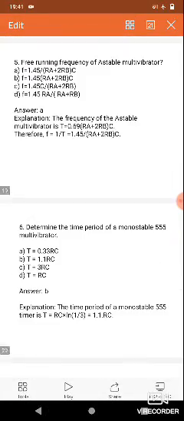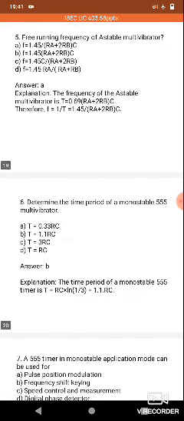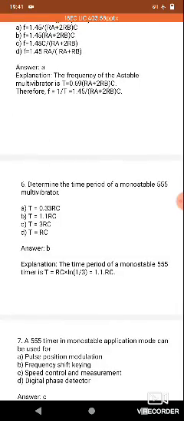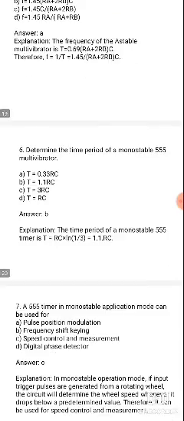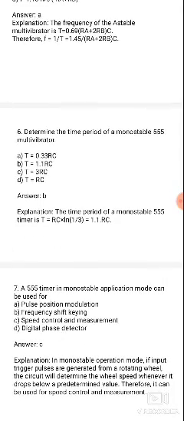Similarly, for an astable multivibrator, the time period T is equal to 0.69 into (RA + 2RB) into C, and F is equal to 1 by T. Normally T is 0.69 into (RA + 2RB) into C in an astable multivibrator. Here, for the monostable multivibrator, T is 1.1 into RC.